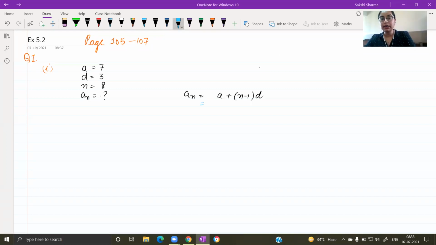So using the values, we have 7 plus 8 minus 1 multiplied with 3. 7 plus 7 times 3. This is 28.